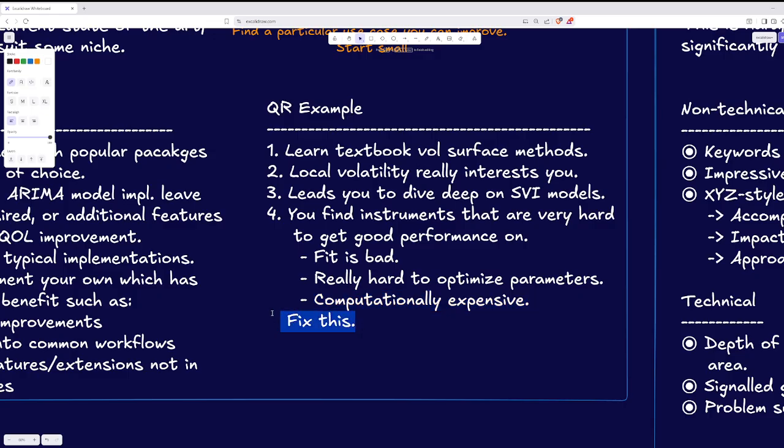Well, then you see how this process generates the project for you, right? You fix this now. That's your goal. You fix it for a very niche use case. Again, start small and make it something that's approachable to you in a few month window.